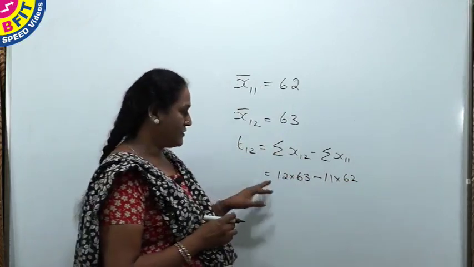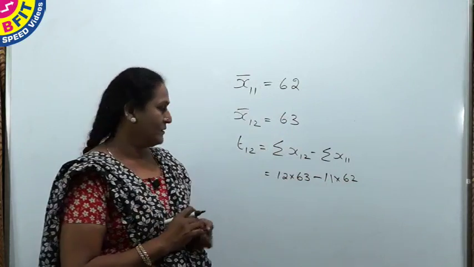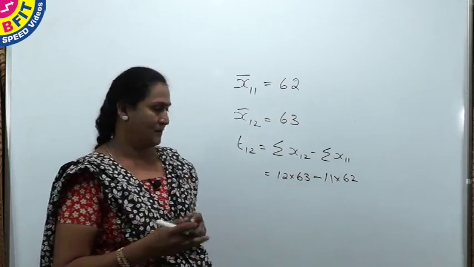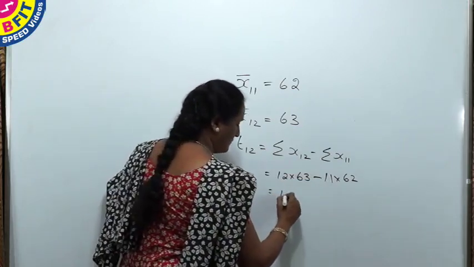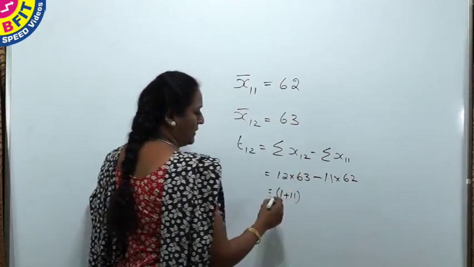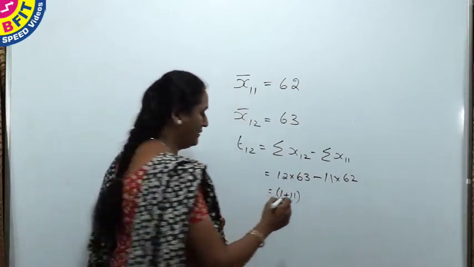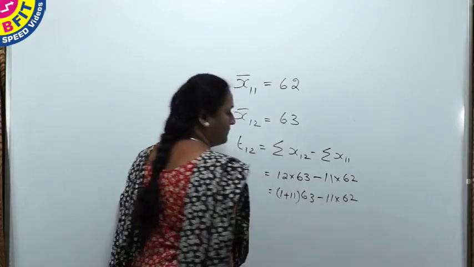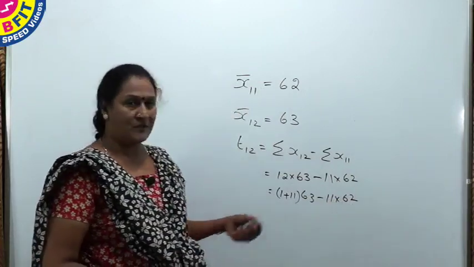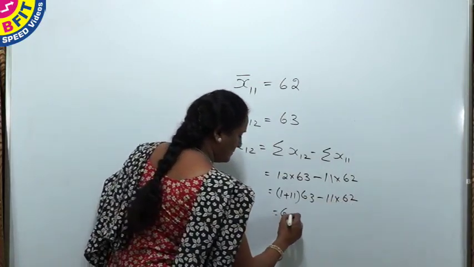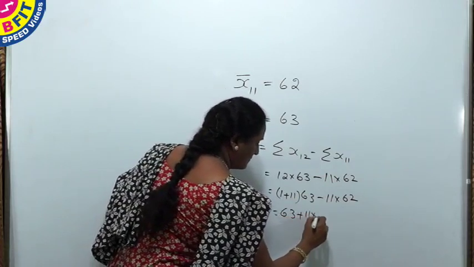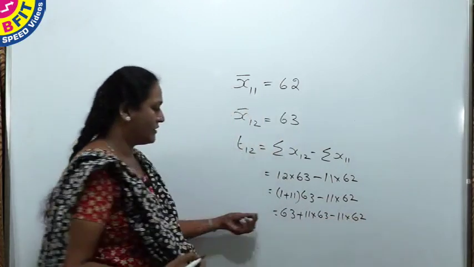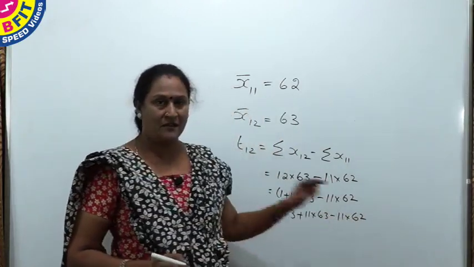Now we will see, instead of multiplying, how to reduce the working. Here we have 11 terms, so we will write this 12 also as 11 plus 1. So 12 is split as 1 plus 11, into 63, minus 11 into 62. Now expanding this, we have 63 plus 11 into 63 minus 11 into 62.